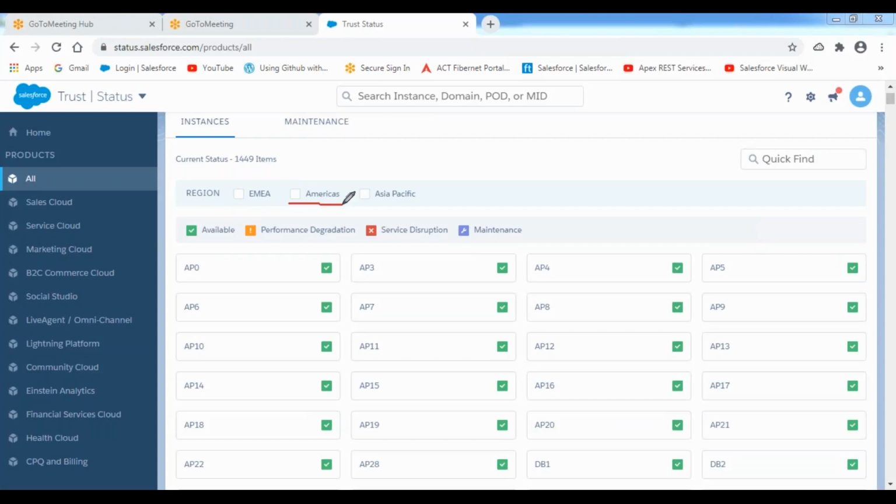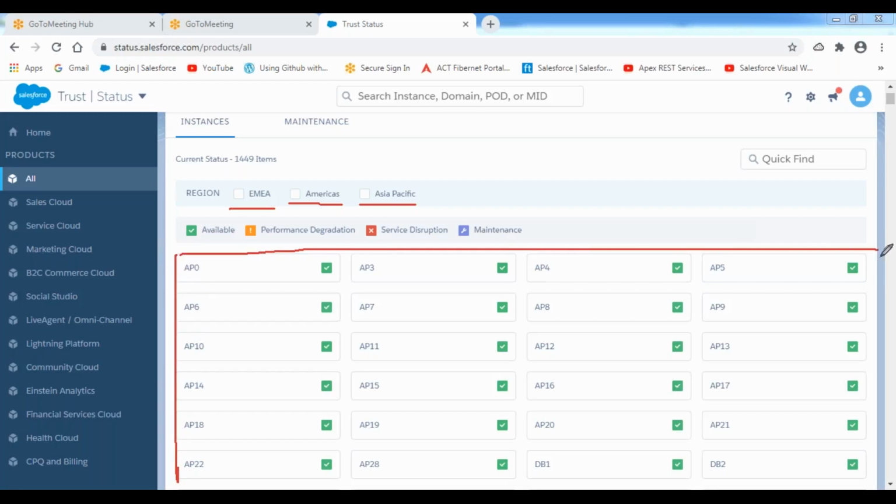We have Americas, nothing but North America region, Europe, Middle East and Africa, that means Europe region, and the Asia Pacific region. All the servers information is available over here. Here we can see all the servers information. Each and every server status we can verify over here.